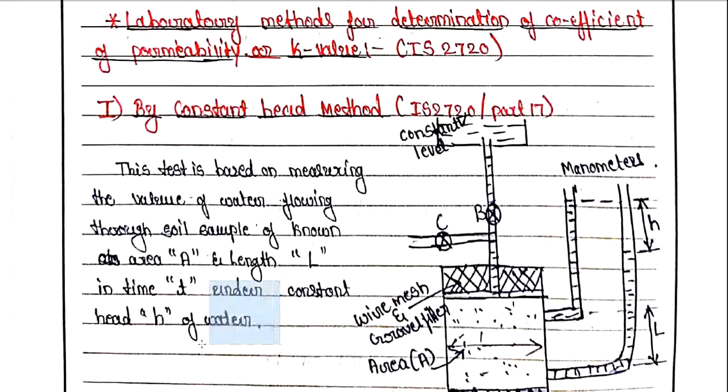So you can see here, constant head of water. Constant is a term which they have used. So constant head or constant height of water we are going to maintain in this particular test. That's why it is called the constant head method. In this method we are going to measure the volume of water flowing through a known area and known length of soil sample in time t, under constant head.